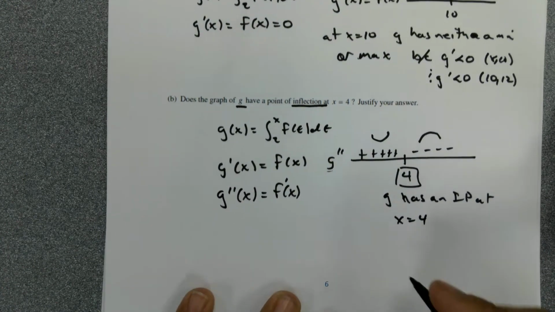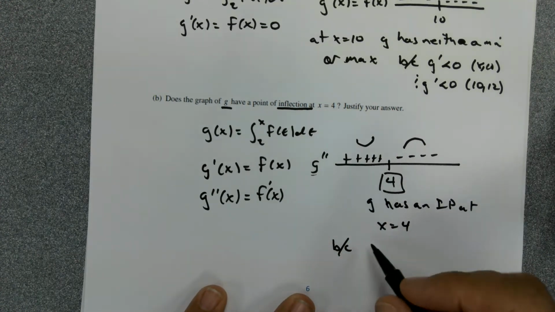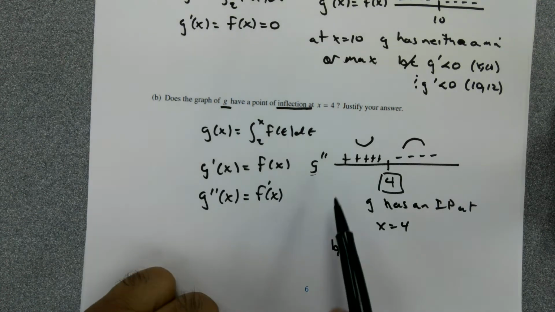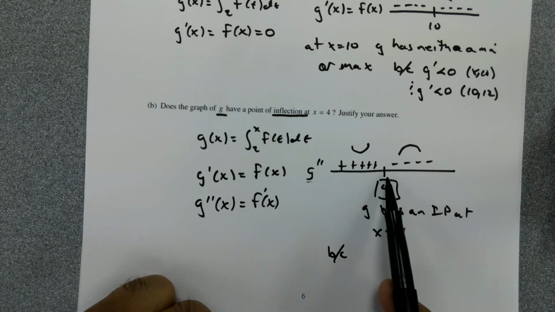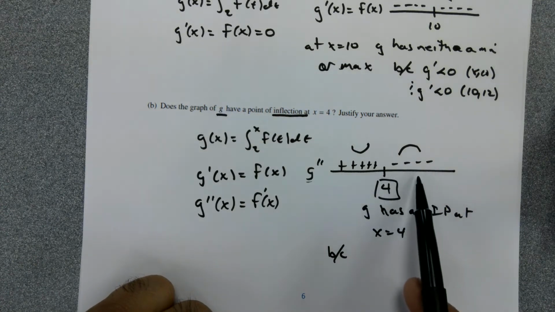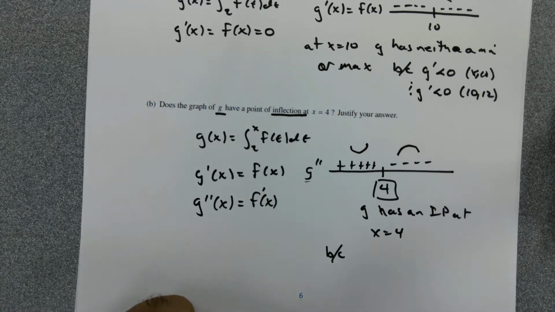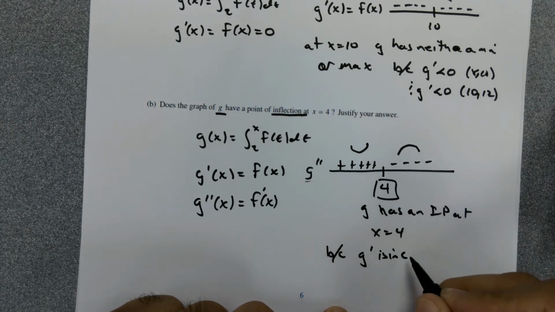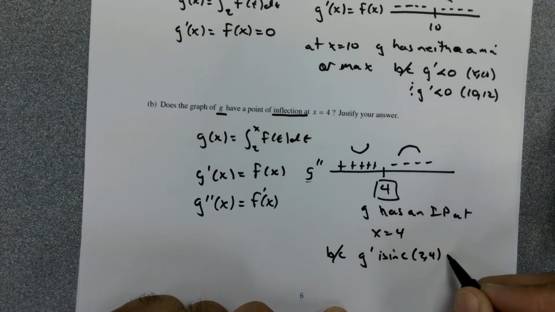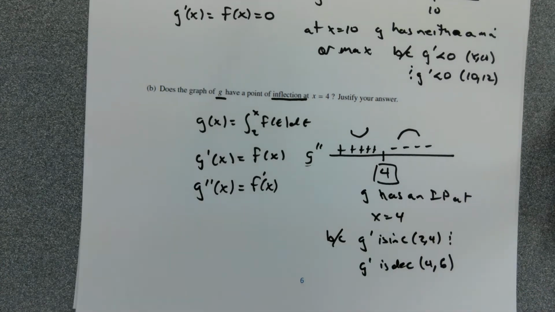Now they like the word because, so we have to see what happens here. It used to be that you could get away with saying because g double prime is greater than 0 from 2 to 4, and g double prime is less than 0 from 4 to 6. You can't do that anymore. You have to use the first derivative for your justification. The way you write it is to say g prime is increasing from 2 to 4 and g prime is decreasing from 4 to 6. So there's your justification.